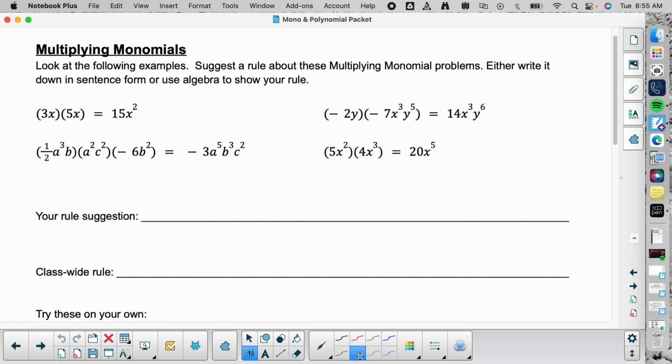Lamar, who are we going to choose here? Well, Moa, I was hoping you could explain this one. It's the one I skipped here. The one that you skipped. How's it helpful to work ahead if you're going to skip stuff? All right, so we've got half a cubed b, a squared c squared, negative 6b squared.